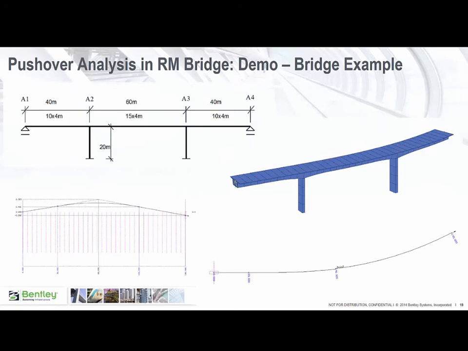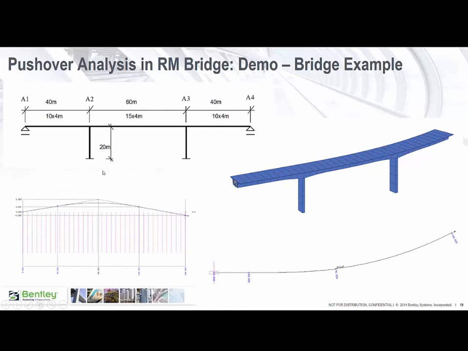Pushover analysis in RM Bridge demo. Here's a bridge example that we are using in our demo. It's a 3-span bridge. The total length is 140 meter. It's a curved bridge, as you see in the plan view of the axis of the bridge. It has 3 spans. The first span is 40 meter, second span is 60, and the last span is 40 meter.